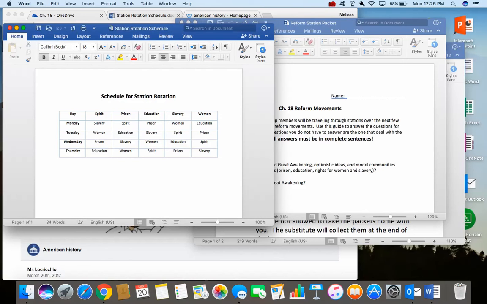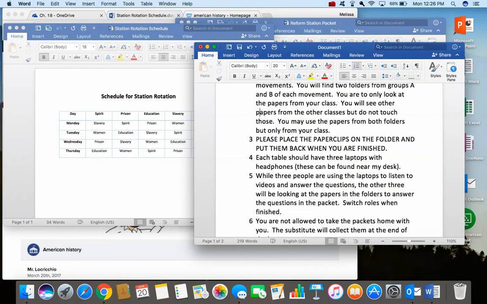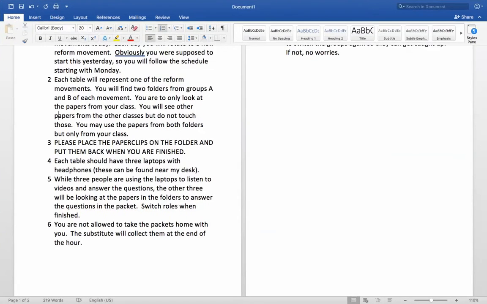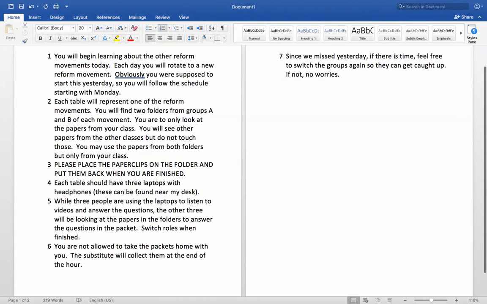Okay, so here's what we're going to do. You guys are going to learn about the other reform movements. Each day, you're going to rotate to a new reform movement. Obviously, you were supposed to start this yesterday, so like I said before, you're just going to follow the schedule starting with Monday. Each table is going to represent one of the reform movements.